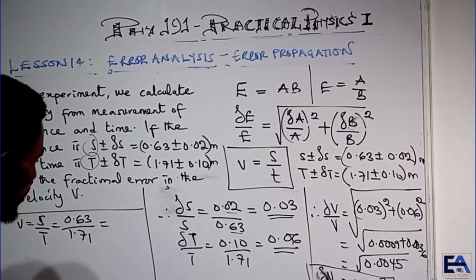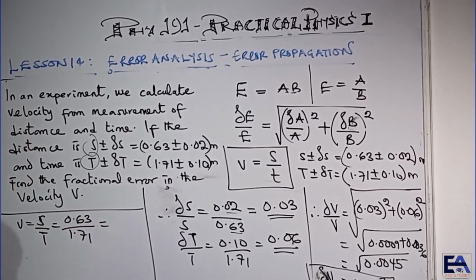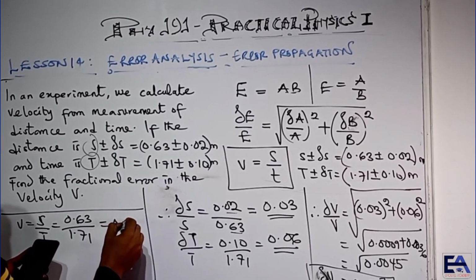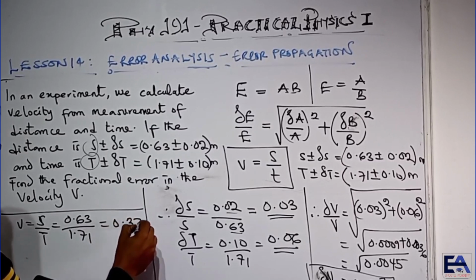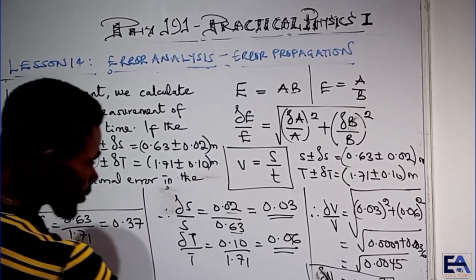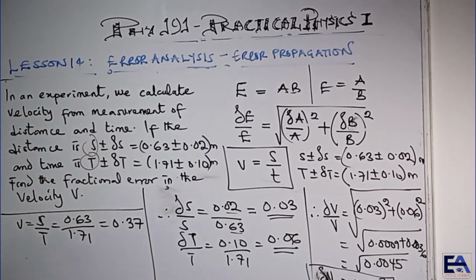And so that is going to be 0.63 divided by 1.71, and then that's going to be equal to 0.37. That's for actual V, okay? Actual V is 0.37, all right?